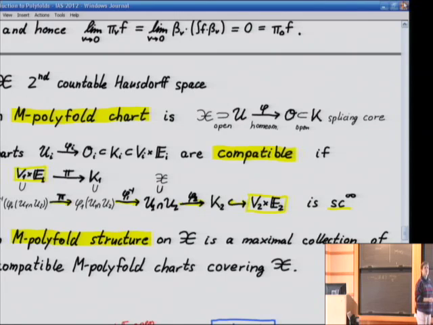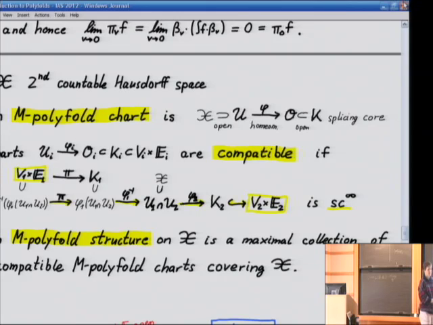And then stronger than assuming just the transition maps, what do you mean? The problem is what do you mean by smoothness on a perverse space? Right. But once you have these two notions, you can just copy your definition of a manifold and say that an M polyfold structure is an atlas, a collection of compatible charts.